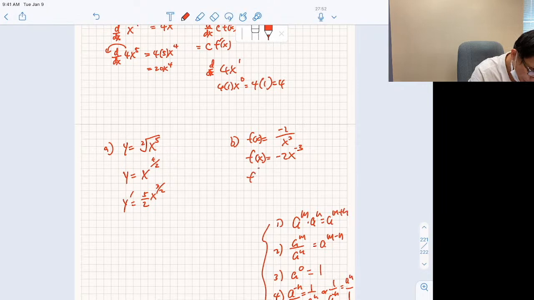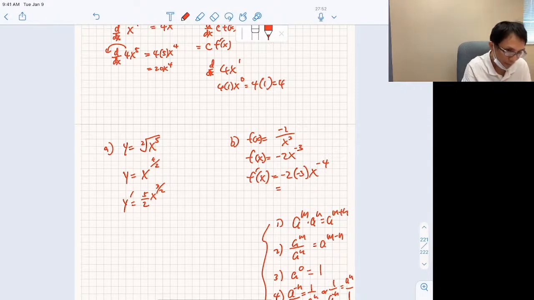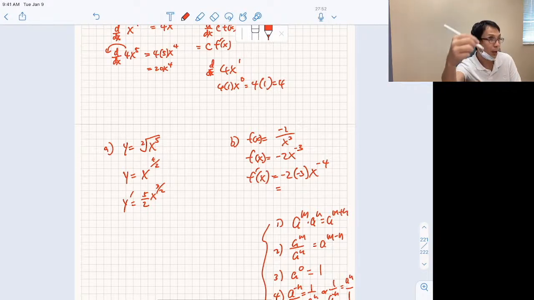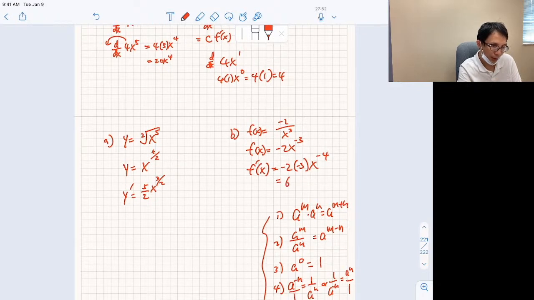So then f prime of x, which also means derivative, like y prime, and this one's f prime, is going to be -2 times -3 times x to the -4. So you drop the -3 in the front, multiply by -2, and then subtract 1 from the -3. So it's going to be 6x to the -4. And you can also rewrite it as 6 over x to the 4. Wait, why do we drop the 3 in the front?